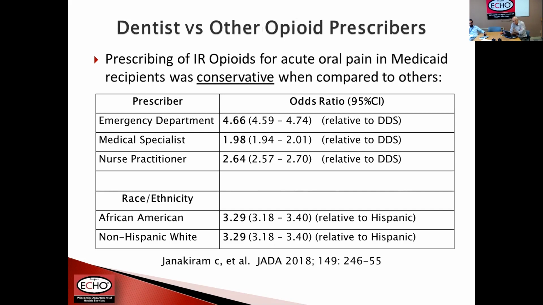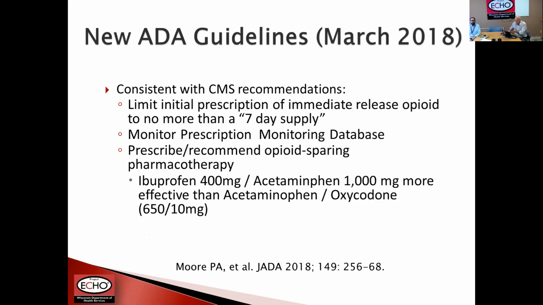But what was also interesting here is that there didn't seem to be a significant racial difference in terms of the likelihood of an opioid being prescribed to an African American versus non-Hispanic white for dental pain. That being said, there does seem to be a racial disparity among this Medicaid data, and it would be interesting to see why that might have happened.